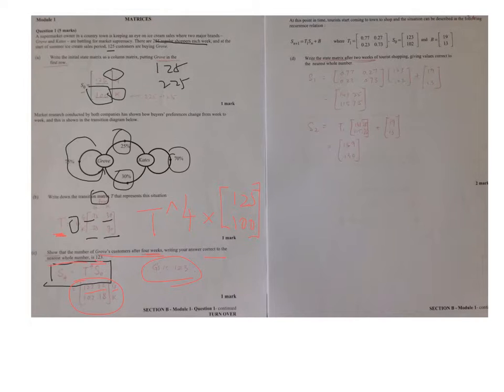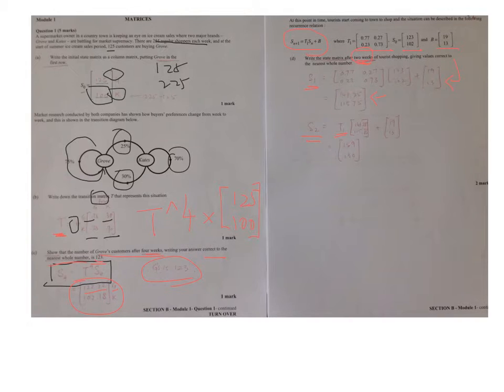Part D. At this point in time, tourists start coming to town to shop, and the situation can be described by the following recurrence relation. All you have to do is repeatedly use the formula given. This formula is given to you. In order to do 2 weeks, you have to start with S1. Put all the values into your equation, substitute them in, get S1, then do S2 for the 2 weeks.